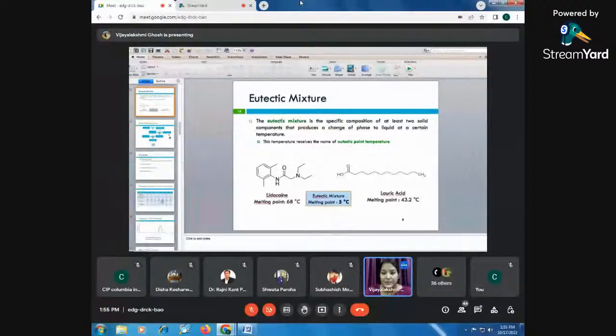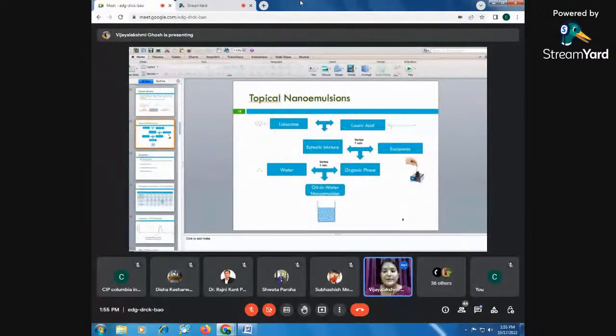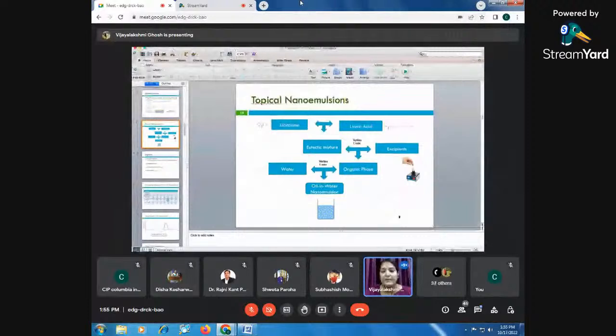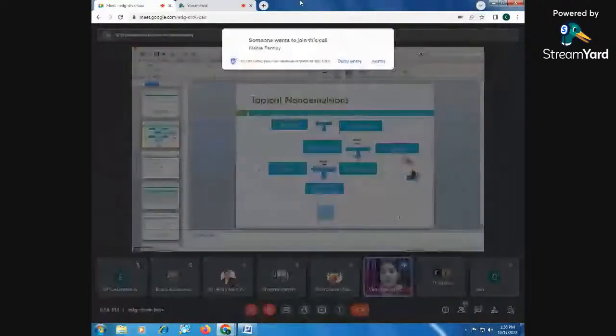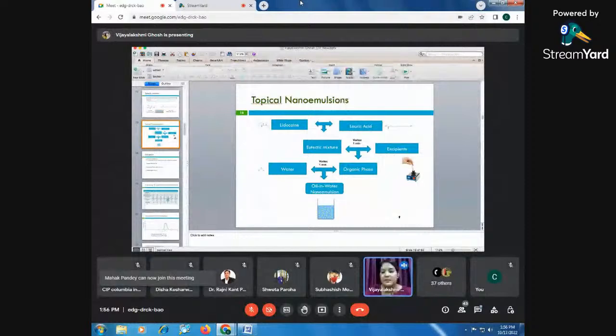So after formulating the eutectic mixture, we proceeded to prepare the nanoemulsion. The first step was the eutectic mixture formulation from lidocaine and lauric acid. Then this eutectic mixture was vortexed with other excipients. We're going to talk in the next slides about which excipients we have taken. After adding the excipients to the organic phase, by mixing them with the eutectic mixture of lidocaine and lauric acid, it was vortexed for 1 minute. After that, water was added to the organic phase. By vortexing, we prepared the oil-in-water nanoemulsion. So you can see the process is very simple and it's a low energy method. We just vortex the excipients along with the eutectic mixture, and then finally add water to prepare the nanoemulsion.